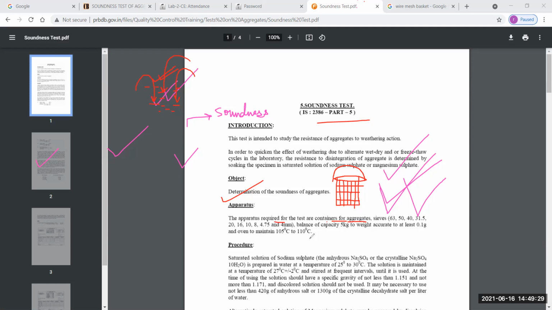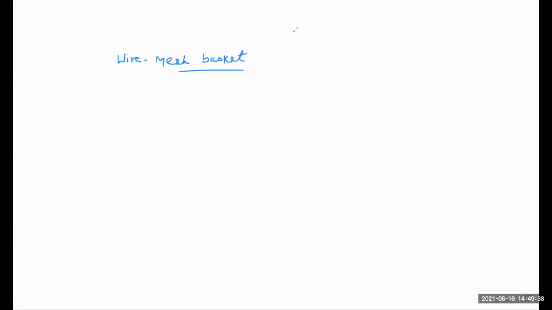So basically in this test the apparatus required, I think it is already clear. I write these things. Wire mesh bucket I already discussed. So apparatus required: first one is your balance. This is a very simple test. Second one is your oven to maintain the temperature from 105 to 110 degrees Celsius. Next one is your sieves.